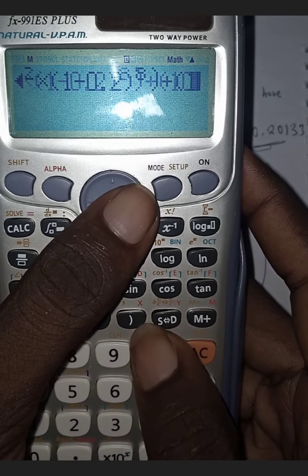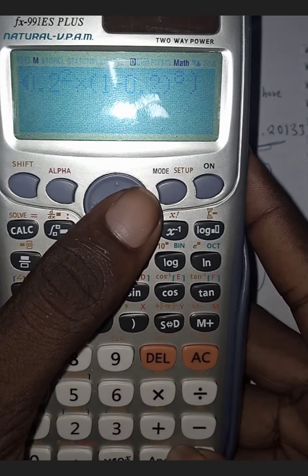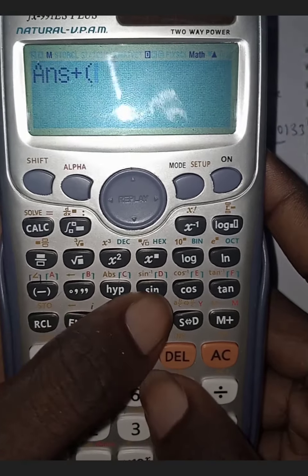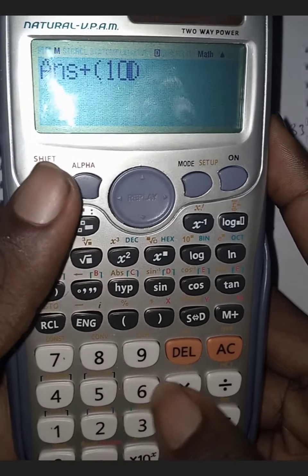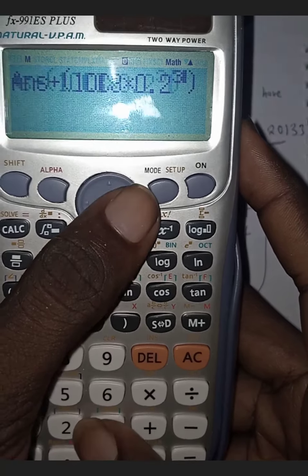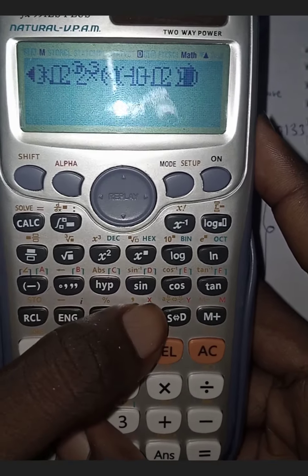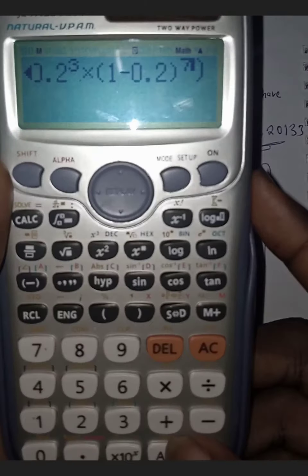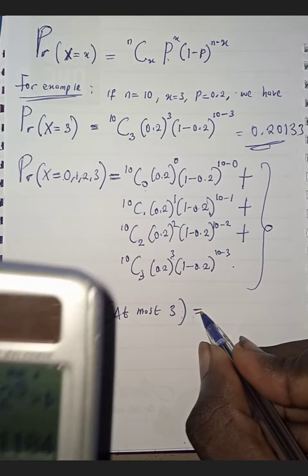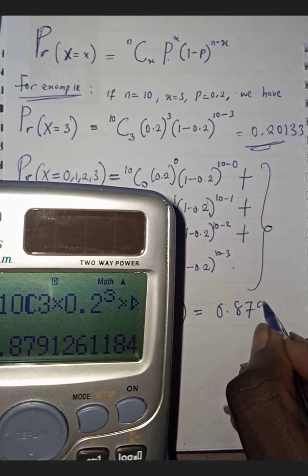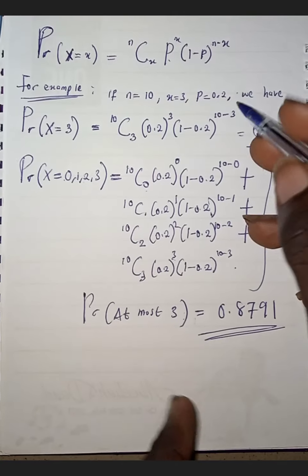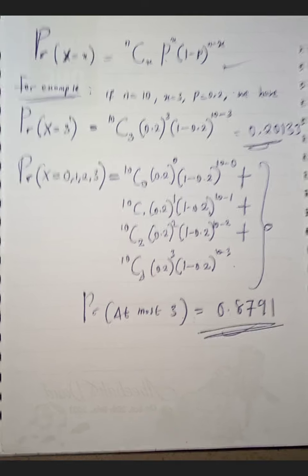So all I would advise you to do is solve for 0, 1, 2 first by pressing the equal to sign. So I have this result. Then all I need to do next is add it with the final one, for when x is 3: 10 combination 3 times 0.2 raised to the power of 3, then times 1 minus 0.2 raised to the power of 10 minus 3, which is 7, and then I have my final answer to be 0.8791. So this is how to use the natural display calculator FX991ES Plus to solve questions on binomial easily. Thank you very much.